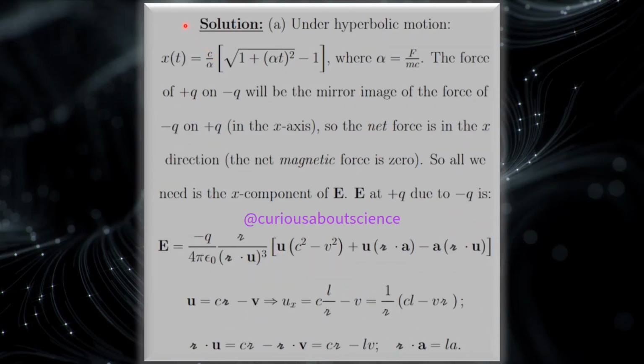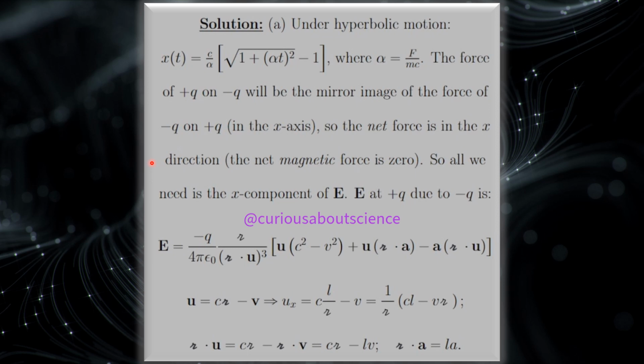All right, so our solution, well, in part A, under hyperbolic motion, we know what the x of t looks like. It's c over alpha times the square root of 1 plus alpha t squared minus 1, where alpha was equal to F over mc. The force of plus q on minus q will be the mirror image of the force of minus q on plus q in the x direction, and the net magnetic force is 0. So all we need is the x component of E.